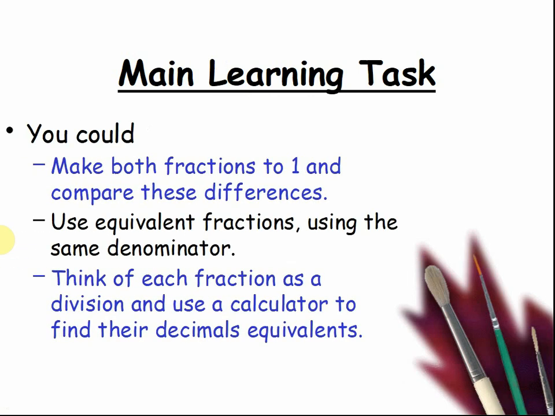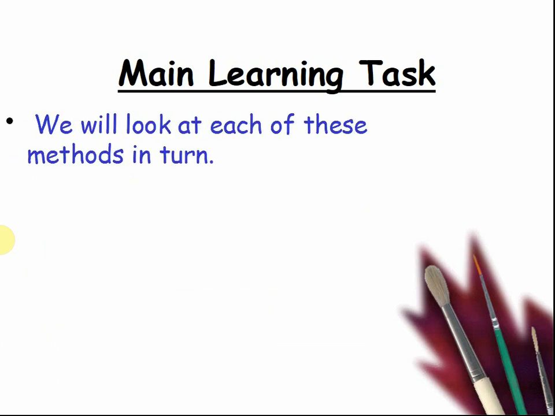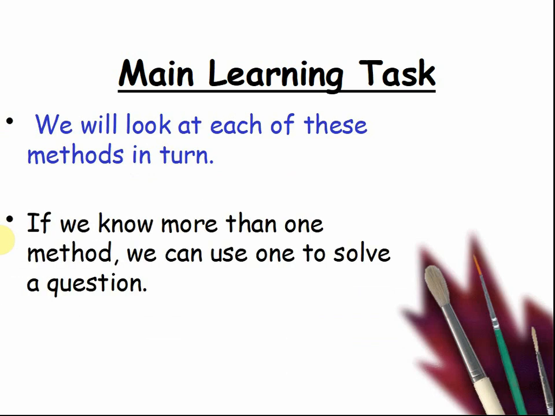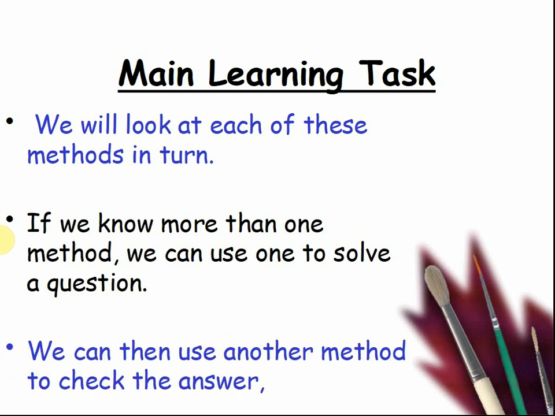You could make both fractions to 1 and compare these differences. Use equivalent fractions using the same denominator. Think of each fraction as a division and use a calculator to find their decimal equivalents. We will look at each of these methods in turn. If we know more than one method, we can use one to solve a question. Then we can use another method to check the answer.